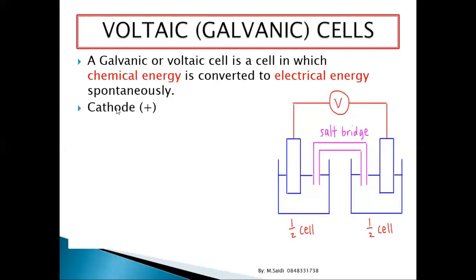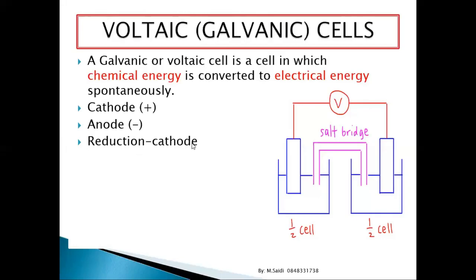A cathode is positive. Remember, in an electrolytic cell, the cathode is negative. And then the anode is negative. Remember, in electrolytic, the anode is positive. So remember that the electrolytic cell is the reverse of the galvanic cell.